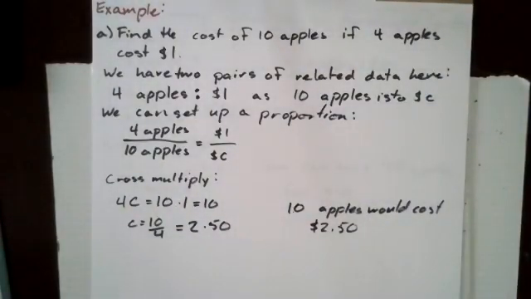For example, find the cost of 10 apples if 4 apples cost $1. We have two pairs of related data here. 4 apples are to $1 as 10 apples are to C dollars. And we can set up a proportion. 4 apples over 10 apples is equal to $1 over C dollars, and we cross multiply. 4C equals 10 times 1, which is 10. So C equals 10 over 4, which is 2.5. 10 apples would cost $2.50.